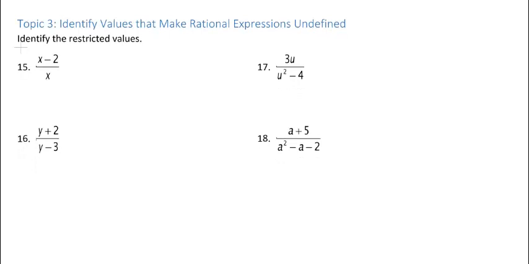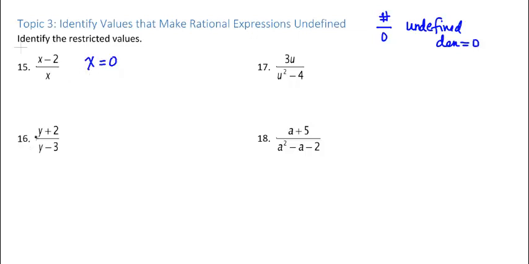To identify the values that make rational expressions undefined, we need to remember that a number divided by 0 is undefined. And so here we have to set the denominator equal to 0 to figure out what those restrictions are. In number 15, we have x minus 2 divided by x. To identify the restricted value, we set the denominator equal to 0, and so the restricted value is x equals 0.